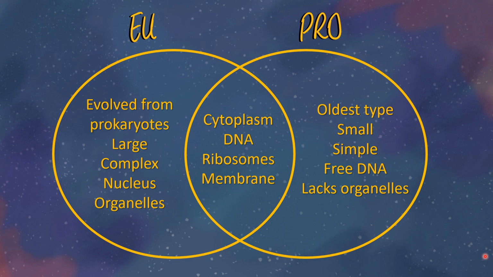Now, cell wall isn't mentioned anywhere here because not all eukaryotic cells have a cell wall. So we couldn't really put it in the middle one. So if you put cell wall somewhere on the diagram, you don't need to mark it wrong because that one's a bit confusing. So just don't include cell walls on this diagram because not all eukaryotic cells have them, but prokaryotic cells do. And there's nowhere really to put it on a Venn diagram.